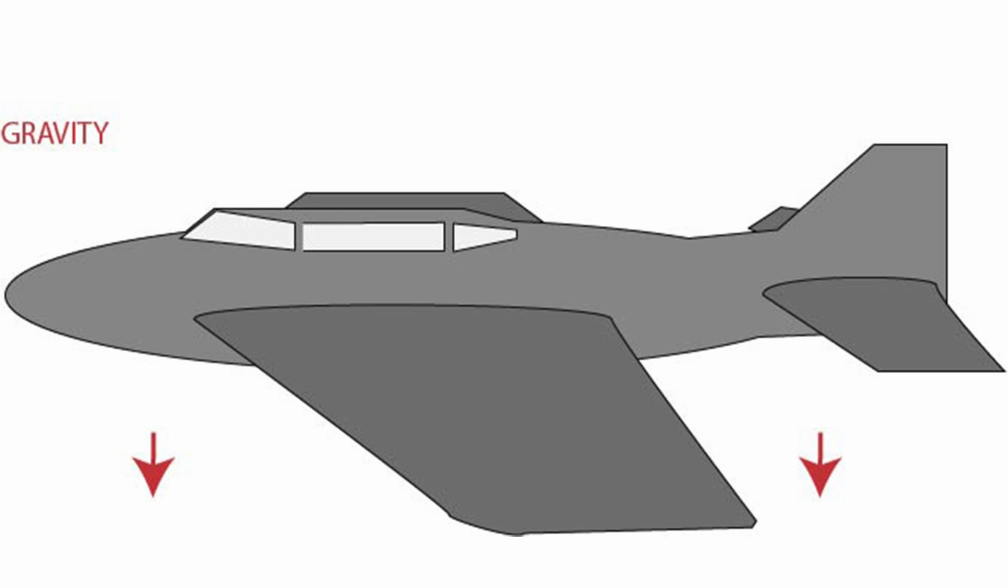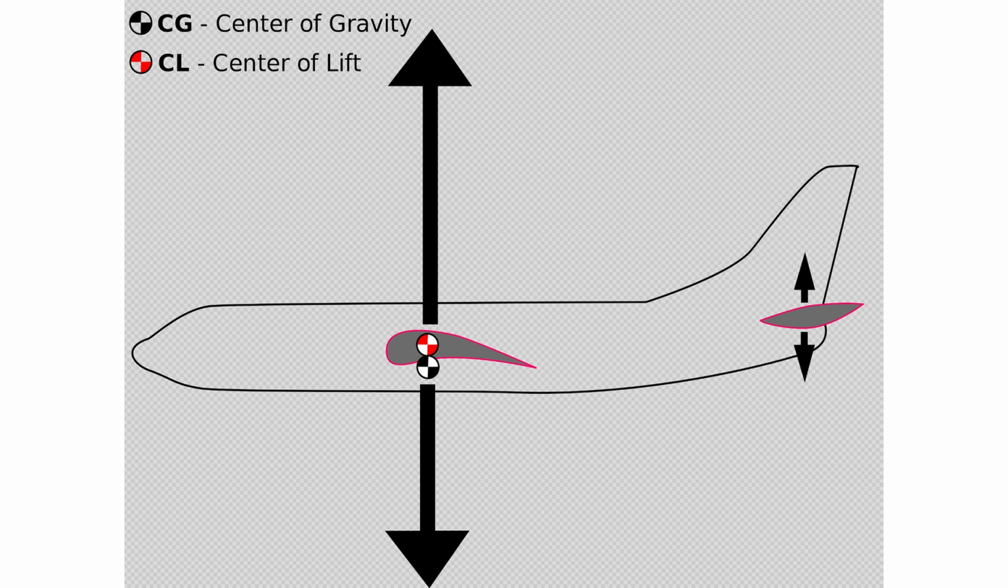Gravity is always pulling the airplane down. To counter this, lift must equal or exceed the weight of the airplane. This balance ensures that the airplane remains stable during flight. Stability is achieved through careful design and the use of specific airplane components.